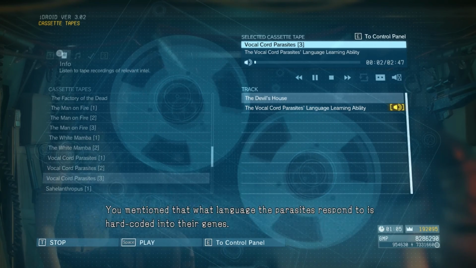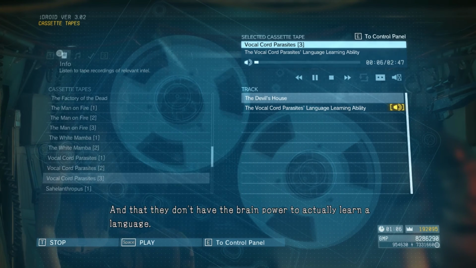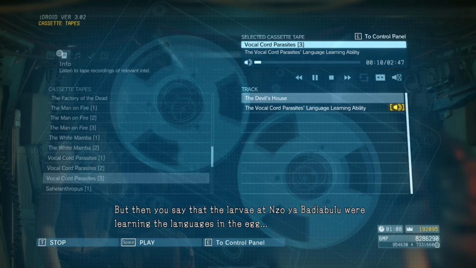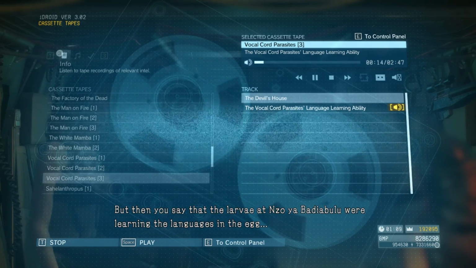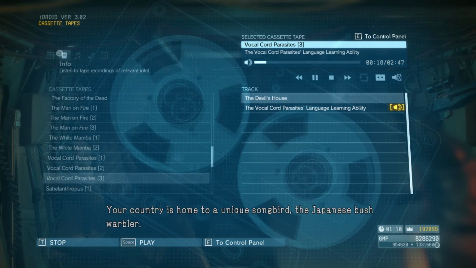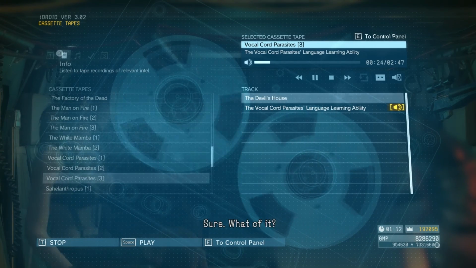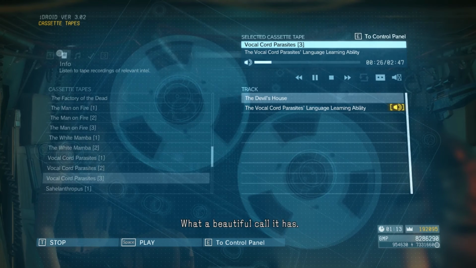You mentioned that what language the parasites respond to is hard-coded into their genes, and that they don't have the brain power to actually learn a language. But then you say that the larvae at Nzoia Badia Bulu were learning the languages in the egg. Your story doesn't add up. Your country is home to a unique songbird. The Japanese bush warbler. Sure, what of it? What a beautiful call it has.